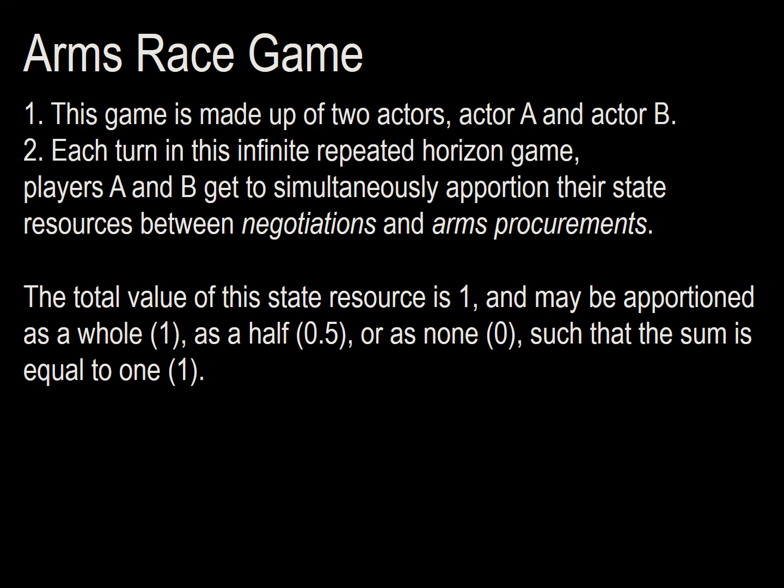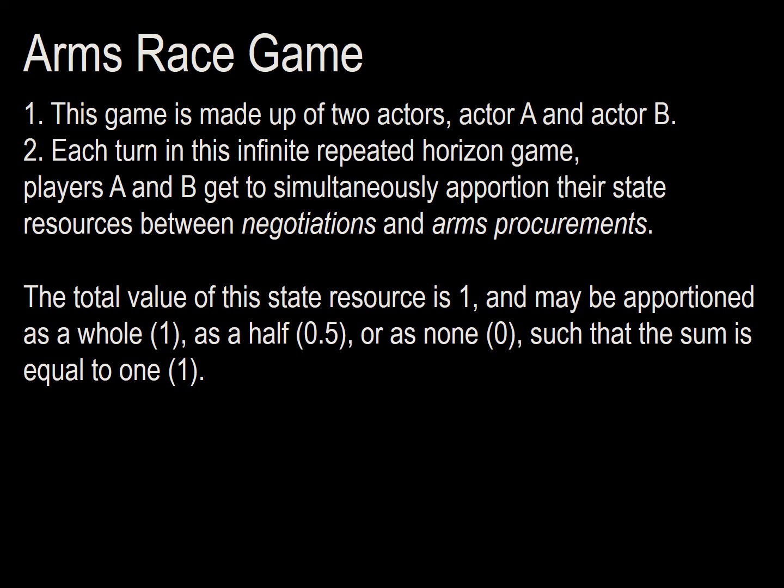So here I've created an arms race game. This game is made up of 2 actors, actors A and B. Each turn in this infinite repeated horizon game, players A and B get to simultaneously apportion their state resources between negotiations, which takes time, and arms procurements. The total value of this state resource is 1 and may be apportioned as a whole, as a half, or as a none, such that the sum is equal to 1.